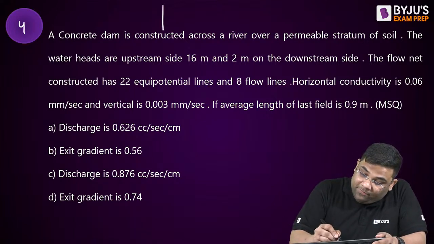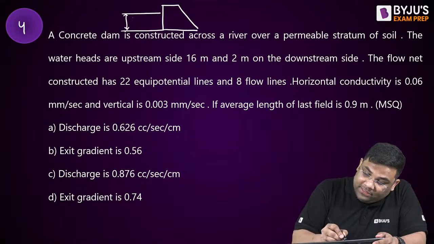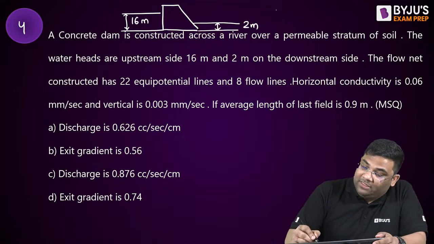So we can say we have a dam like this. Upstream side it is 16 meter, and downstream side it is 2 meter. So I can say the head difference h is how much? 16 minus 2, it is 14 meter.